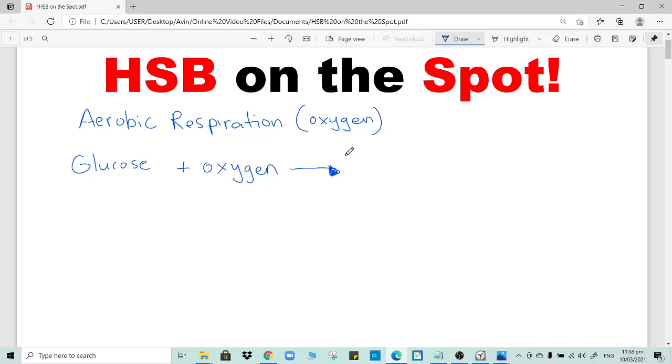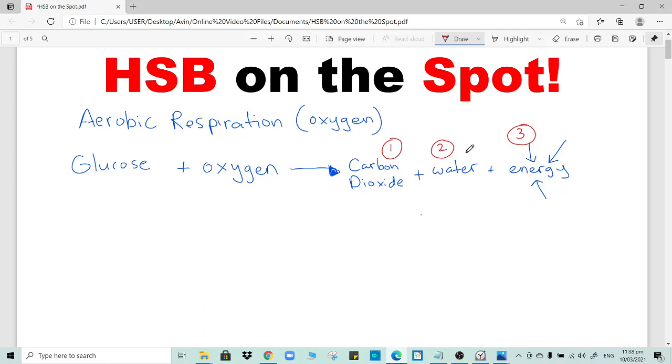When these two things combine, you actually get three things. You get carbon dioxide, you get water, and you get energy. Now, this is the one we actually care about, because remember, respiration is how the body creates energy. So you take two things, glucose and oxygen, and you get three things. Which is the one you actually care about here?